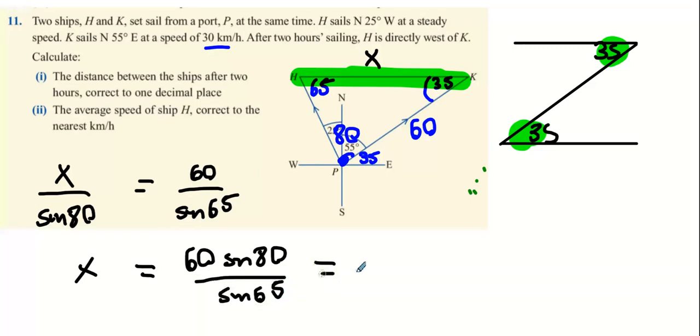What do you get, Daniel? 65.2. Does that sound reasonable? Yeah, because 65 looks at a side of 60, which means that a bigger angle of 80 would need to look at a larger side. Again, so that's reasonable. Now, we have to find the speed of the ship. Anybody reckon how we can find that?